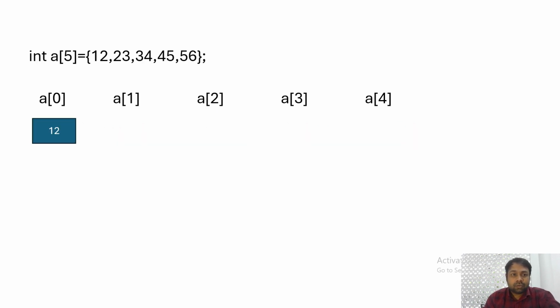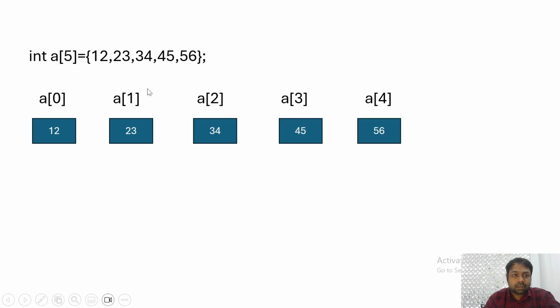Just look at this 1D array. How many square brackets have I written here? Only one square bracket for 1D array. What is the size we have given here? 5. It means 5 slots will be created. The slot names are A of 0, A of 1, A of 2, A of 3, A of 4. Do remember the slots start from 0, not 1. All the elements are getting stored in A of 0 through A of 4.